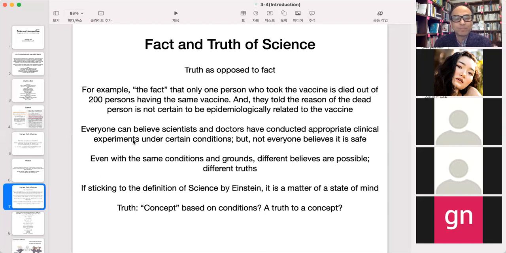Okay. Even with the same condition and ground, 조건과 어떤 근거가 동일하다 하더라도 different beliefs are possible. Different beliefs possible. So we have a different truth. So if we stick to the definition of science by Einstein as a matter of a state of mind, okay, I'd like to bring once again and recall the assertion of Einstein: science is not different from the state of the human mind.